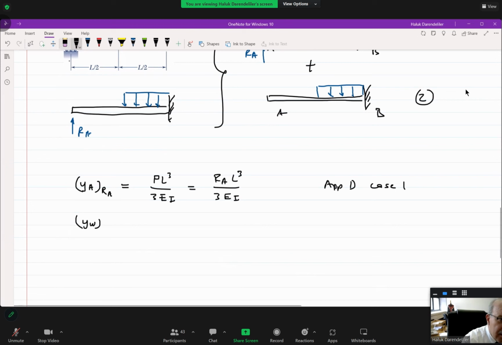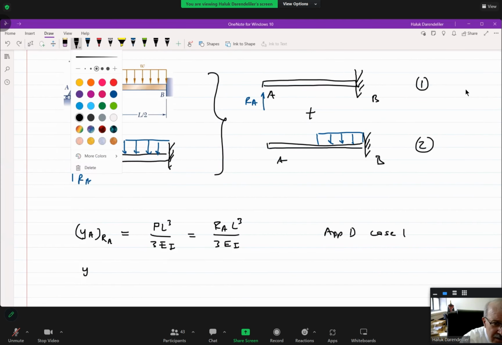Now, when you look at the table, remember there was a uniform load distribution. But that distribution, look at the table, please listen carefully here.